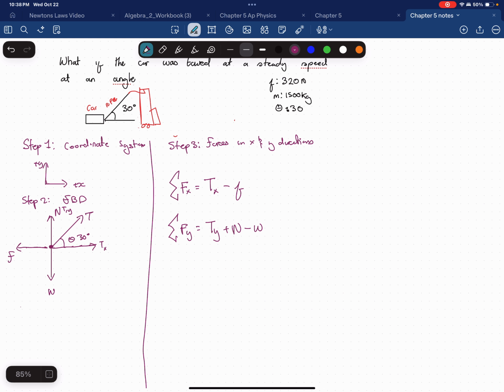Anyway, so now, because my car is moving at a steady speed, I know it's in dynamic equilibrium, so I can apply the equilibrium condition. All right, and I get 0 equal to Tx minus F. Now here, guys, I'm going to do something that I'm allowed to do.